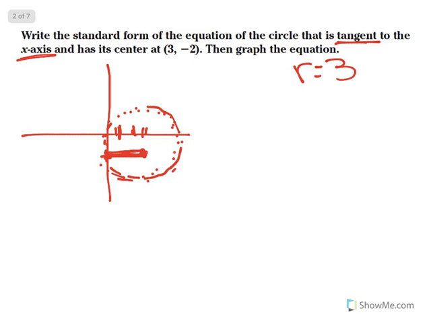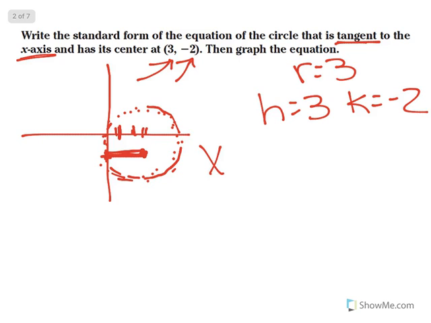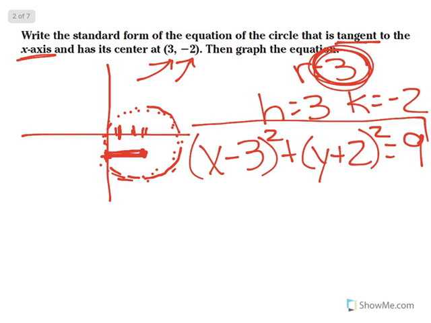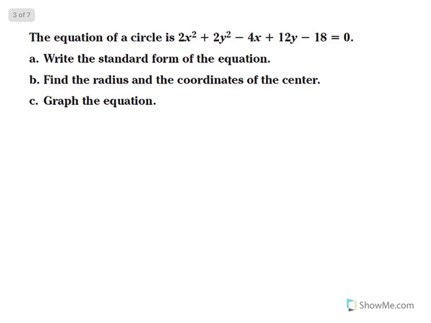So our center is (3, -2), so h is 3 and k is -2. Let's plug that into our standard form, and we've got (x minus 3) squared plus (y plus 2), doing the opposite, squared equals 3 squared, which is 9. That is all you need to do. Plug that into that formula. All right, let's play around with something else.